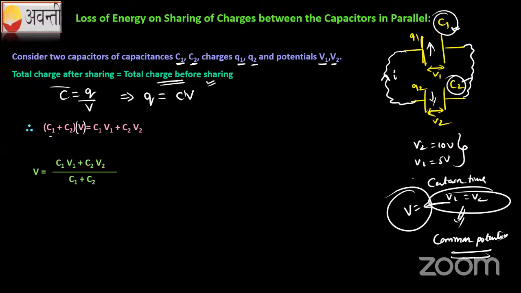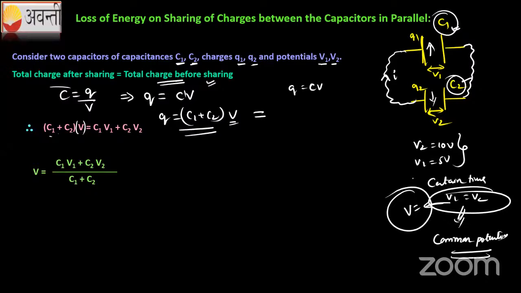What is this actually? Charge after sharing, with common potential, is actually equal to the charge value before sharing. Before sharing, what was the charge value? Look here, charge means C into V. Before charging, if I want to write Q1, I will write C1 V1, and if I want to write Q2, I will write C2 V2. I will write that here itself: C1 V1 plus C2 V2.